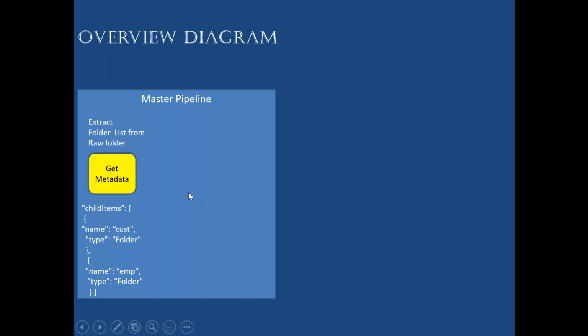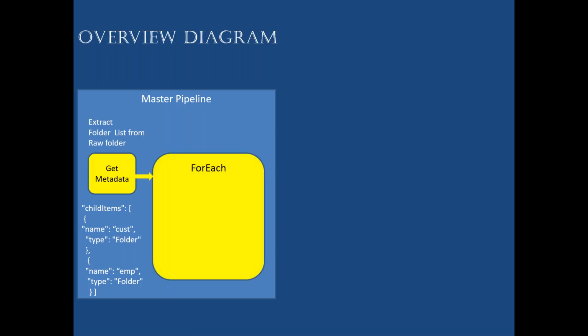What is the next activity which is going to iterate through these items? For each, under for each. What is the dynamic content you will write to pass these items to the for each activity? You want to pass? Yes, please go on.